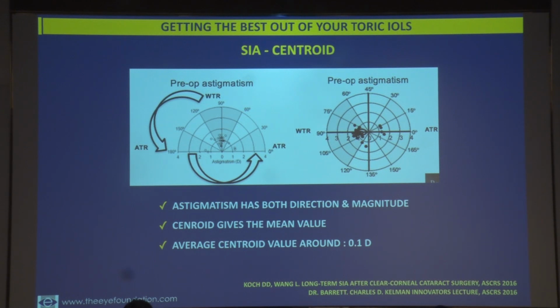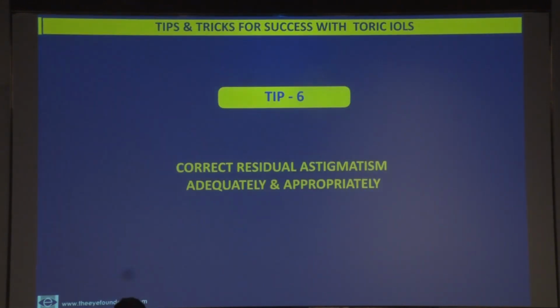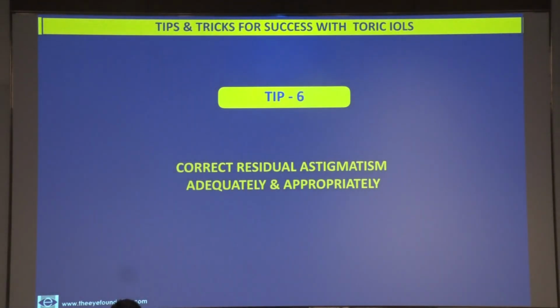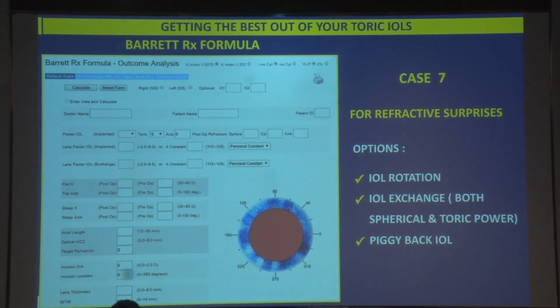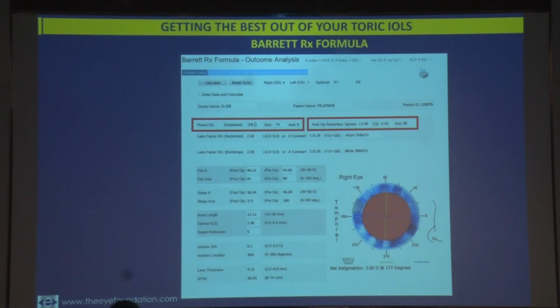We no longer calculate our surgically induced astigmatism. If you are doing a 2.8 millimeter incision, it might be in the range of about 0.25 diopters. But if it is 2.4 or less, it's just about 0.1 diopter. The final tip is that you owe it to yourself and your patients to correct whatever residual astigmatism adequately and appropriately. For this, again, Barrett comes to your help with the Barrett RX formula, which tells you what exactly is the best modality for that particular patient.